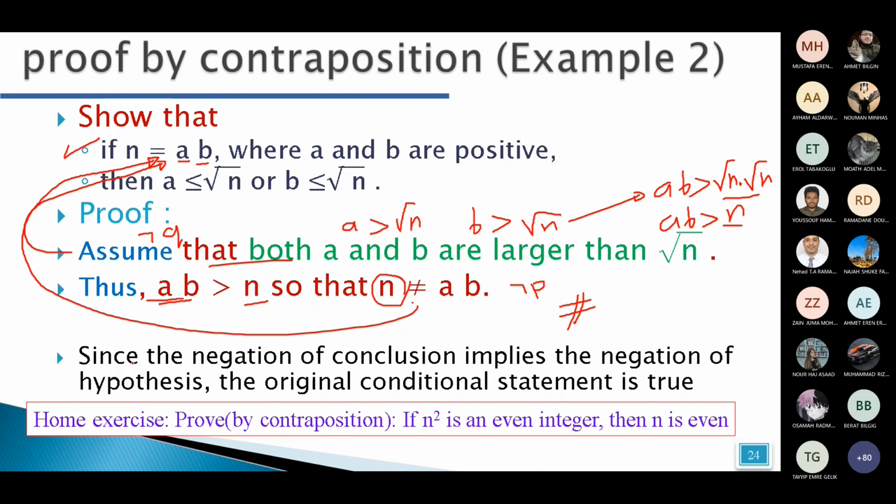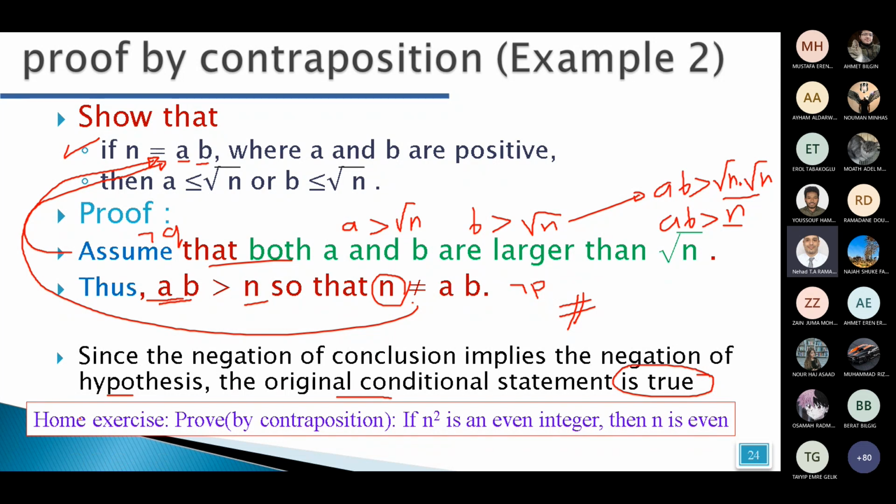So, since the negative of the conclusion implies the negative of the hypothesis, then the original statement is true. This is the proof by contraposition.